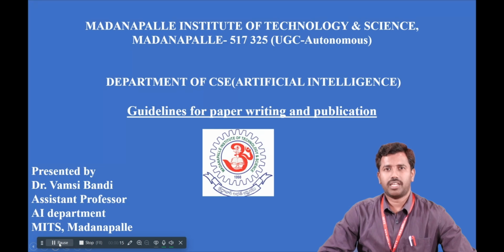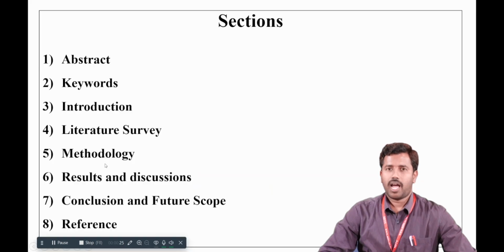Generally, for preparing a research work, we have to follow some predefined sections to maintain the quality of research work, such as abstract, keywords, introduction, literature survey, also called related works, methodology, results and discussions, conclusion and future scope, and references. Out of all these sections, we have to start our research work by maintaining the data under related works, also called literature survey.